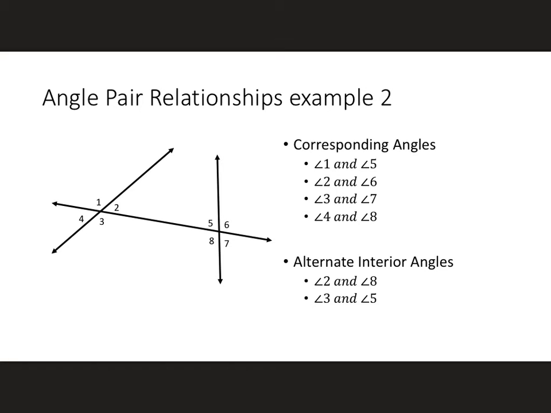There's also alternate interior angles. Angles 2 and 8 are on different sides of the transversal. One's on the top, one's on the bottom. And they're interior of these two lines. So that makes them alternate interior angles. The other alternate interior angles are 3 and 5. Well, and they correspond.